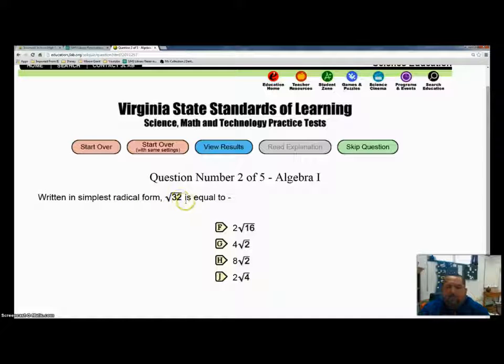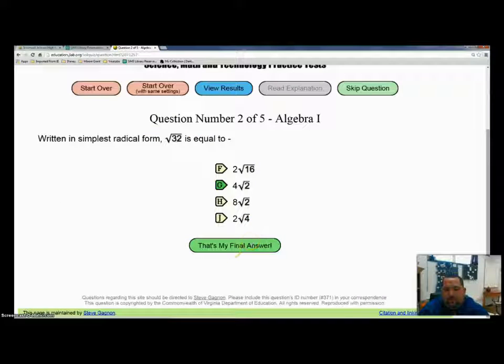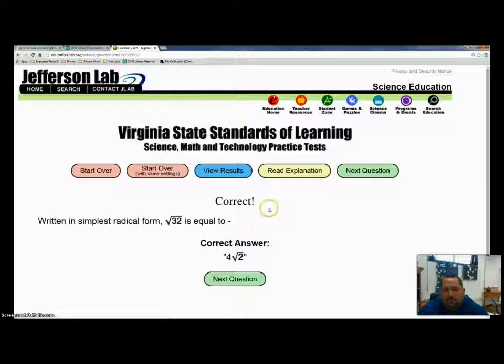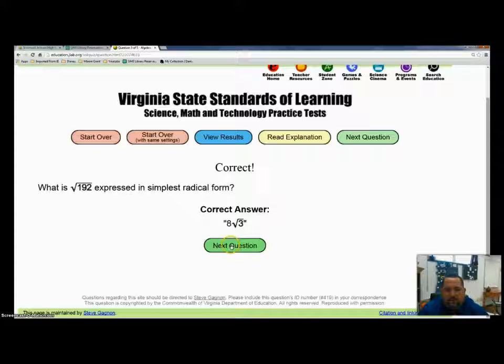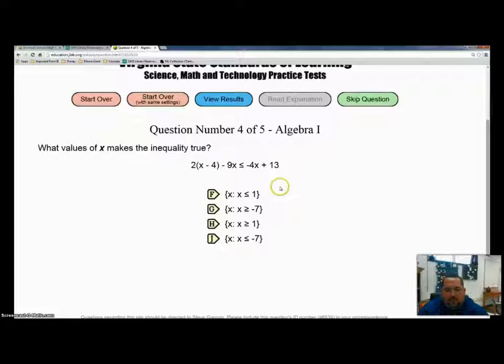Question number 2, and we'll be talking about this week, so this will be a review. When in simple radical form, the square root of 32 is equal to, and I should get 4 times the square root of 2 when I do that. And you guys are going to learn how to do that this week. Square root of 192 expressed in simplest radical form. Wow, 2 questions that you guys are going to be able to answer only because of what we talk about this week. So that should be exciting. This one is actually 8 times the square root of 3. Again, we'll talk about that tomorrow or in the next week.